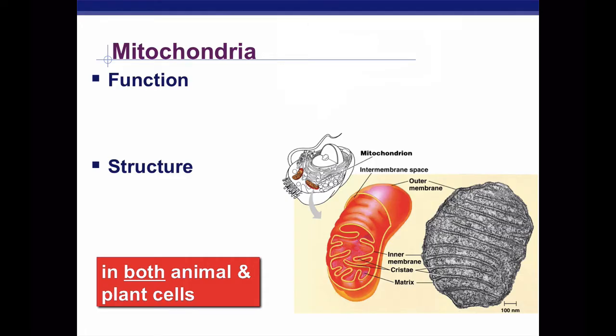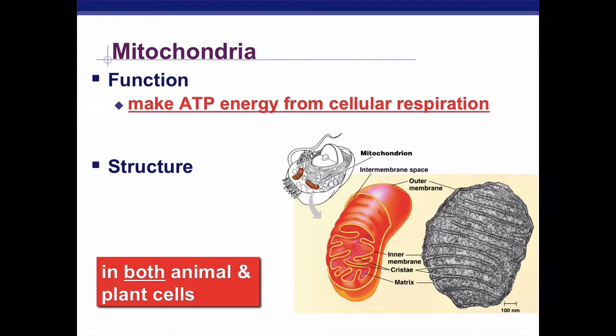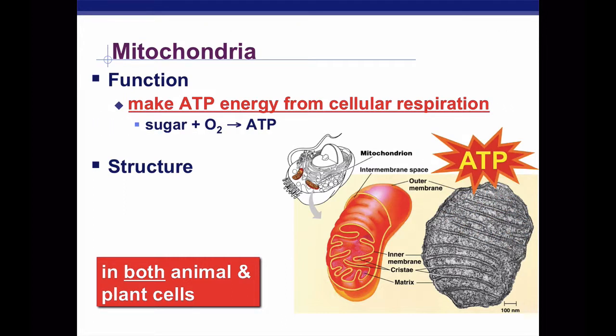The next thing we're going to talk about is mitochondria. The function is to make ATP energy from cellular respiration. So, sugar plus oxygen makes ATP, that fuels the work of life. The structure is a double membrane. It's in both animal and plant cells, but also in protists and in fungi. But you will not see mitochondria in bacterial cells.